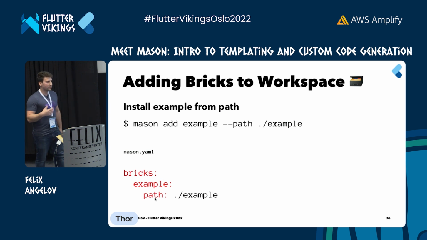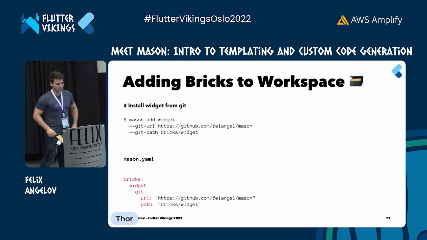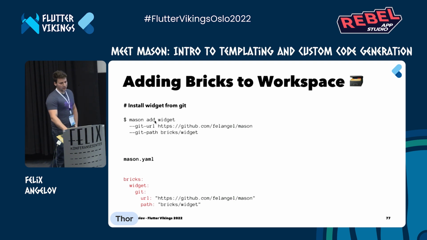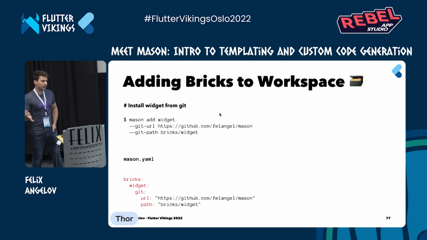It's the exact same thing, but Mason will do that for you. And like I mentioned earlier, you can install from Git as well. So I can install a widget template from the Mason repo, and I can specify the --git-url to give it the URL of the repo. And if the brick is not at the root of the URL, I can also specify the Git path. So in this case, the brick is not at the root of the repo. It's in this bricks/widget folder.